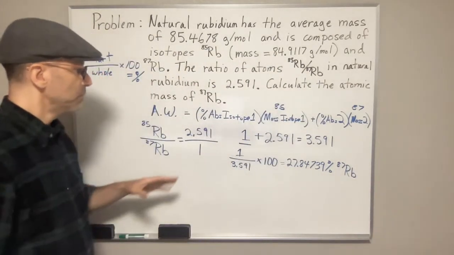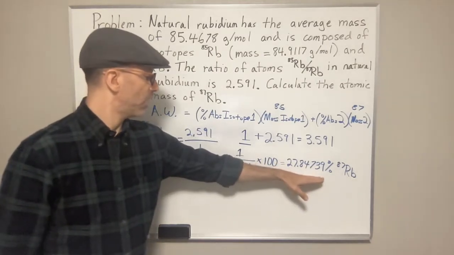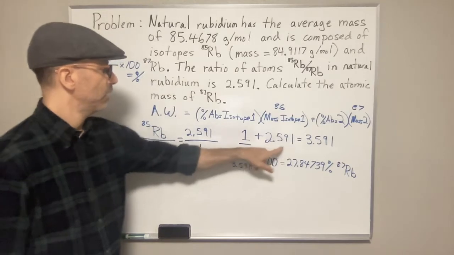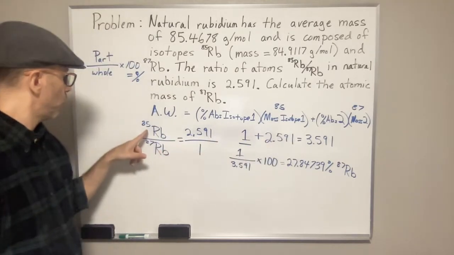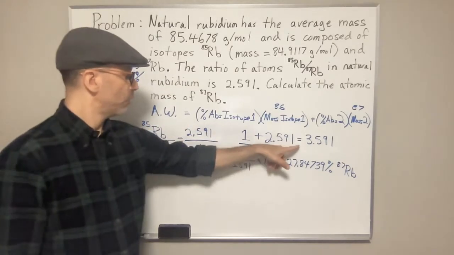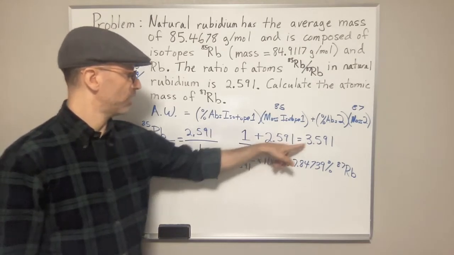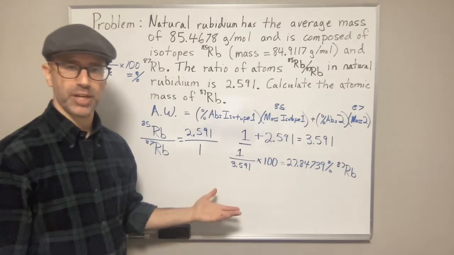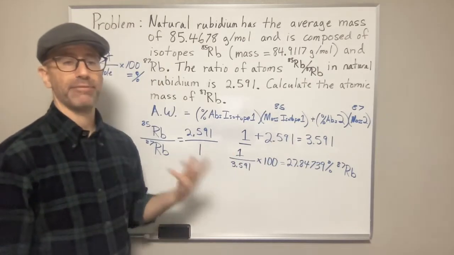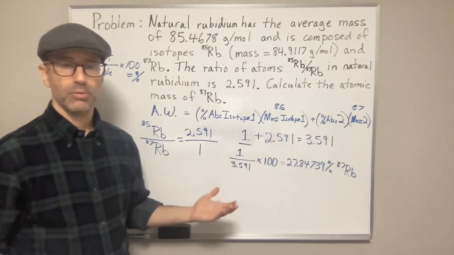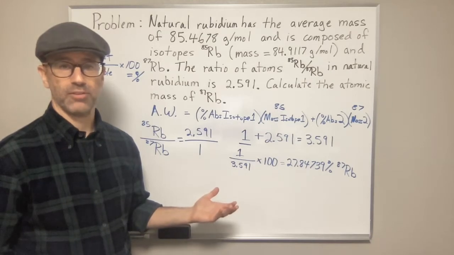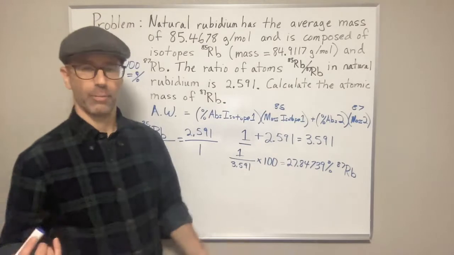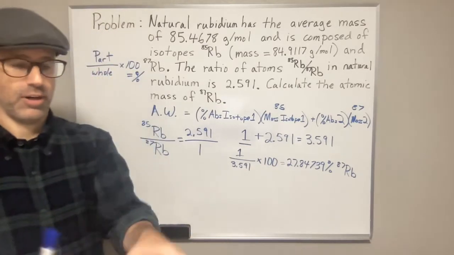Okay. So that's the percent abundance of rubidium-87. We could do the same thing with rubidium-85. Take 2.591 divided by 3.591 multiplied by 100. That could give you the percentage. Or since we only have two isotopes, that means it's going to be out of 100. So we could just subtract this from 100 and we get our answer.